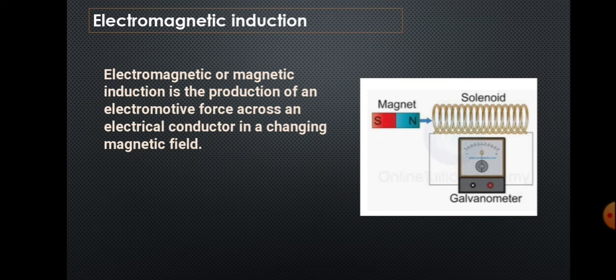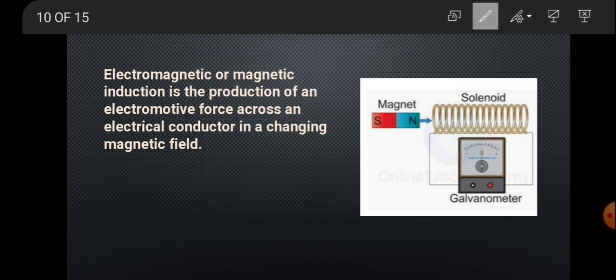Then electromagnetic induction. What is electromagnetic induction? It is the phenomenon in which current is induced in a coil if there is a variation of magnetic field. So basically it is a property of a coil.